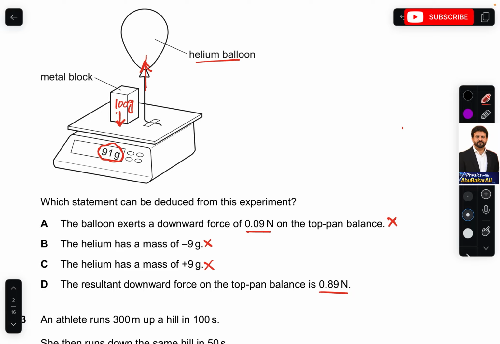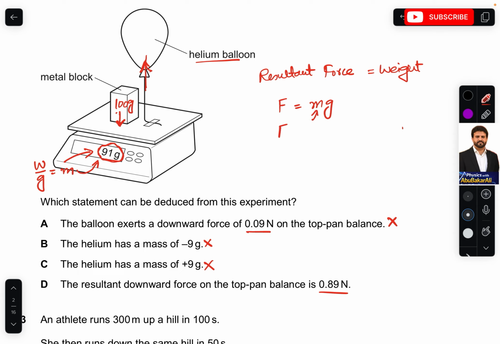This balance reading depends on the resultant force, which is mostly the weight if only one object is placed on it. In that case the resultant force is equal to mg. The balance is designed so that whatever the weight is, it divides it by g. That gives you the mass, and this mass is shown on the scale. This is the effective mass, you can say.